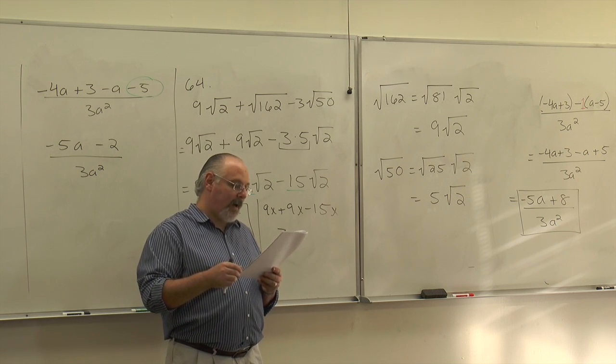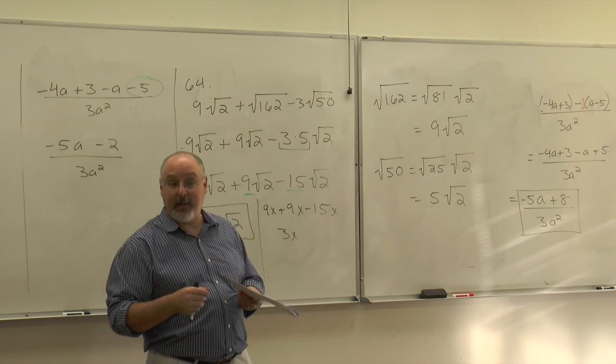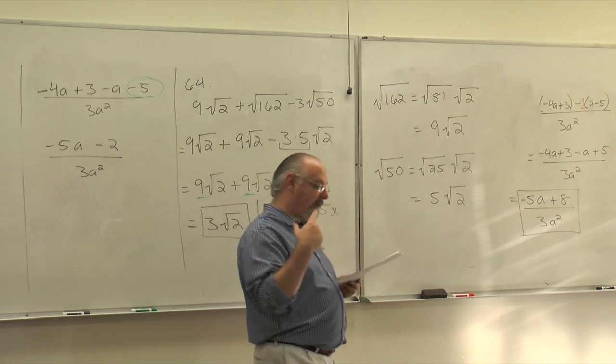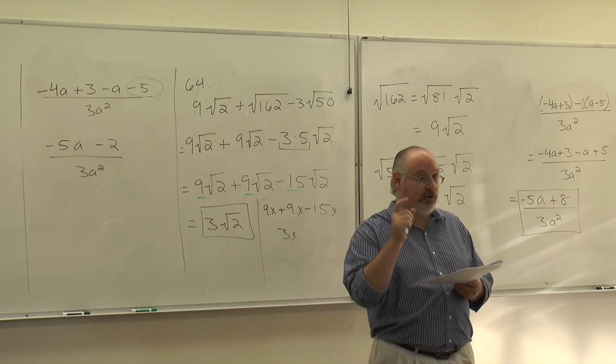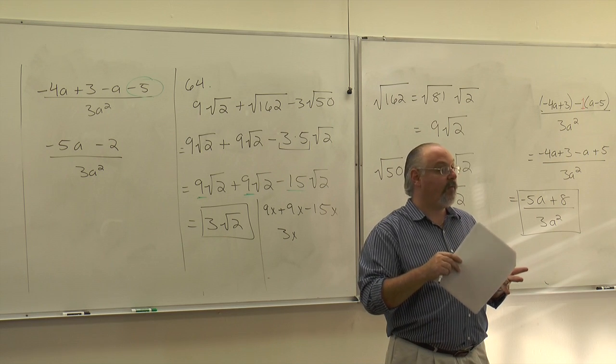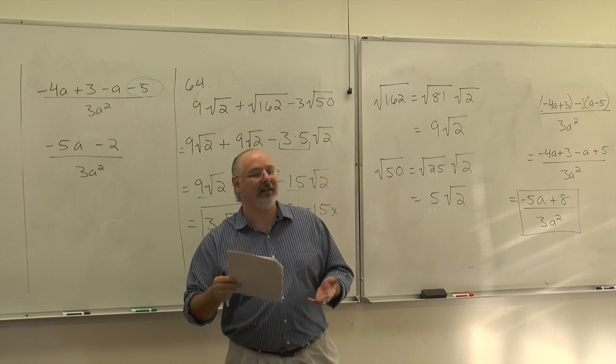Any other radical questions? All right, number 65 is basically the same thing, right? You just got to factor those numbers. It helps being good at arithmetic, or knowing your squares, right? 1, 4, 9, 16, 25, 36, 49, and so on.